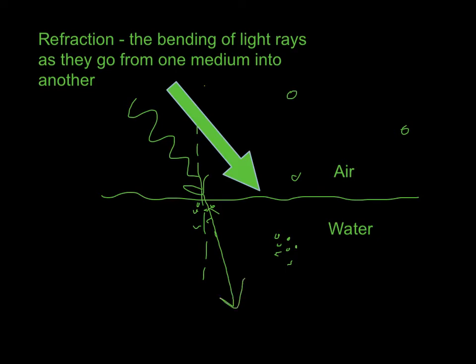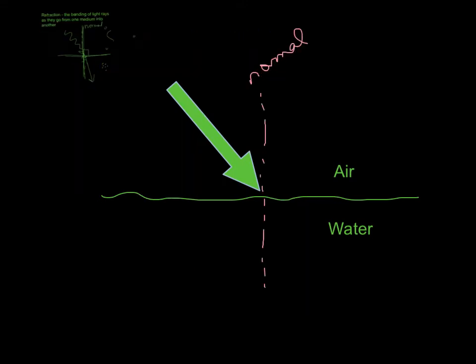Remember when we were doing this before, the normal is perpendicular to our surface. So this is our normal here. Just like when we were talking about forces, the normal force was perpendicular to our surface. So our normal is perpendicular to the surface where it comes in. So where the ray hits, that's where we're going to draw our normal.